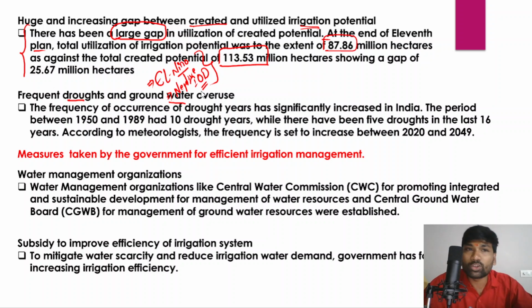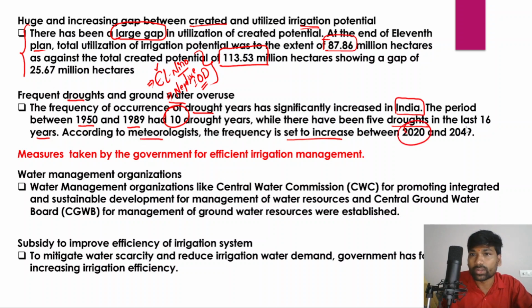But due to climate change and global warming in recent times, what has been happening? El Ninos have become more and more common. The frequency of these El Ninos has been increasing in recent times. Okay, so the frequency of drought years has significantly increased in India. The period between 1950 to 1989 had 10 drought years, while there have been 5 droughts in the last 16 years. And in fact, according to meteorologists, the frequency is set to increase between 2020 to 2049 as well.